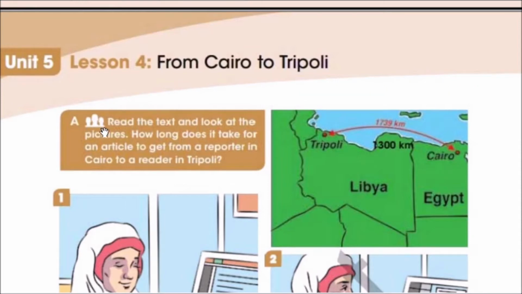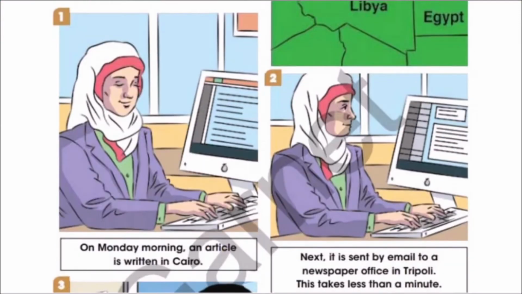Today we're going to talk about Unit 5, Lesson 4, From Cairo to Tripoli. Question A. Read the text and look at the pictures. How long does it take for an article to get from a reporter in Cairo to a reader in Tripoli? Let's start with picture number 1.